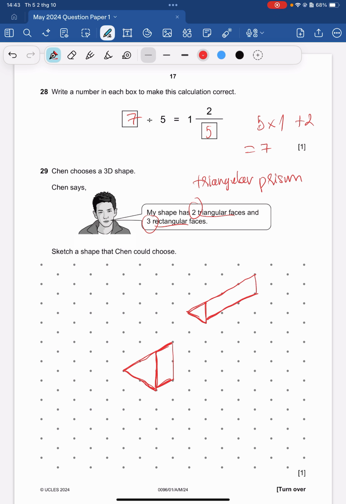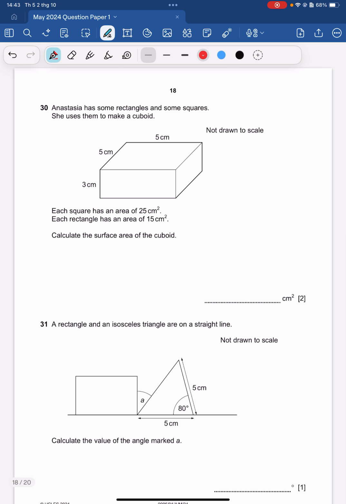Okay, a lot of work. Okay, exercise 30. Calculate the surface area of the cube point. Surface area. Okay, that means you need to find the area around the shape, area of 2 faces, right? Each square has area 25. That means 2 faces, 25. So we take 25 times 2.